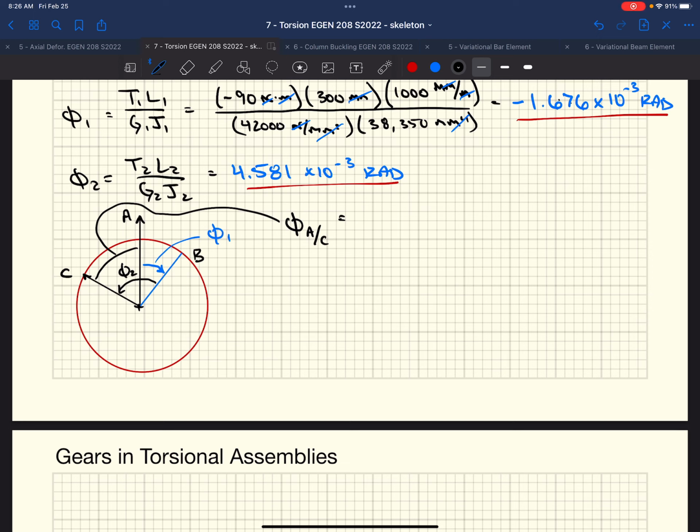And so in some cases, we might be very curious to know, well, how does pulley A twist relative to pulley C? So in order to do that, we're going to say that it's phi 1 minus phi 2, or negative 1.676 minus, or sorry, plus 4.581 times 10 to the negative third. We get 2.905 times 10 to the negative third radians.